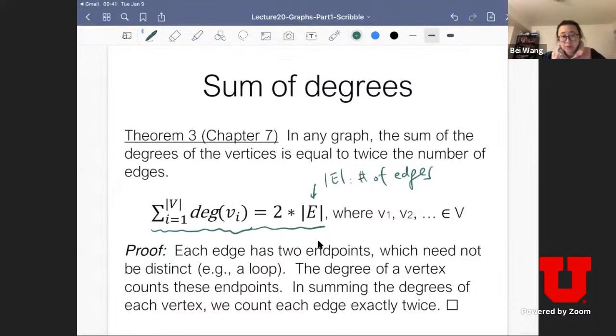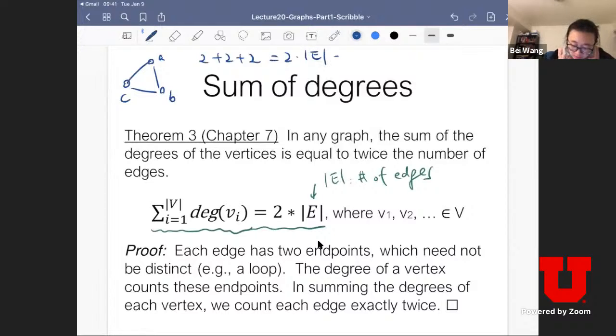Okay, so it turns out for this particular theorem, there's actually a very simple proof. But before we go into the proof, let's look at what this theorem really means. Let's say I have a simple graph, which has 3 vertices and 3 edges. What is the sum of degrees on the left-hand side? I have nodes A, B, and C. Each one of them has degree 2. So I have 2 plus 2 plus 2. And on the right-hand side, I have 2 times E, the number of edges, which in this case is 2 times 3, which is equal to 6. So this is a quick check that this theorem holds for a simple graph.